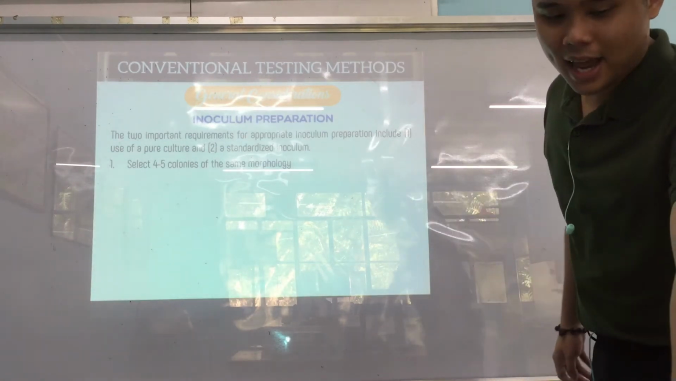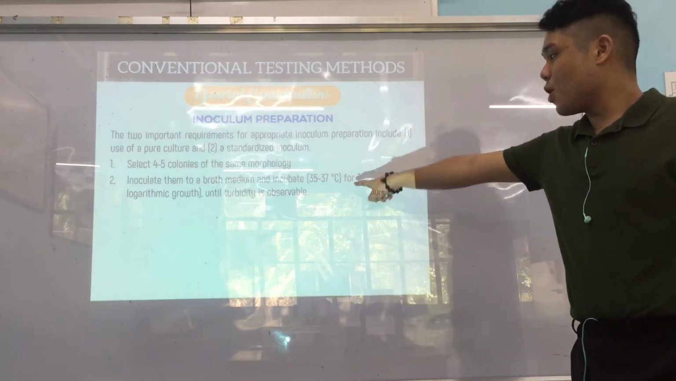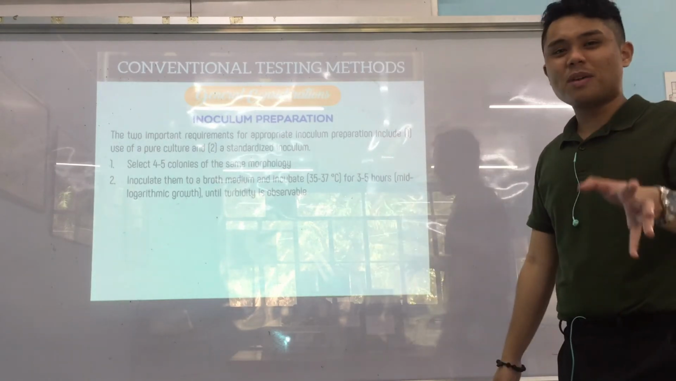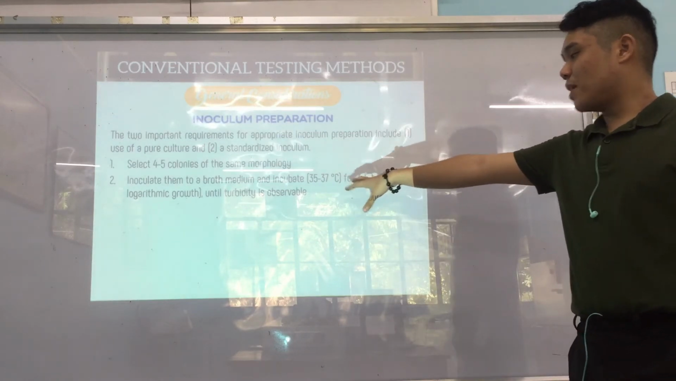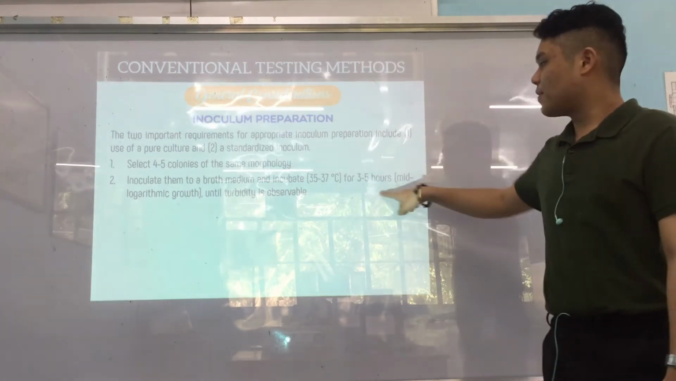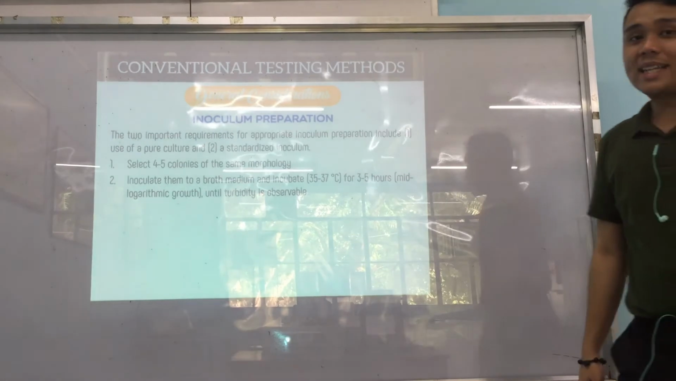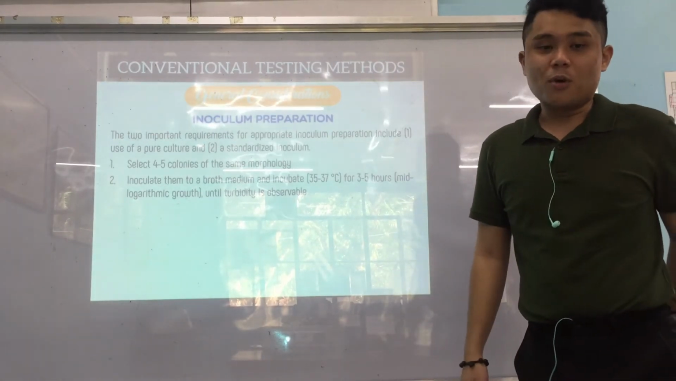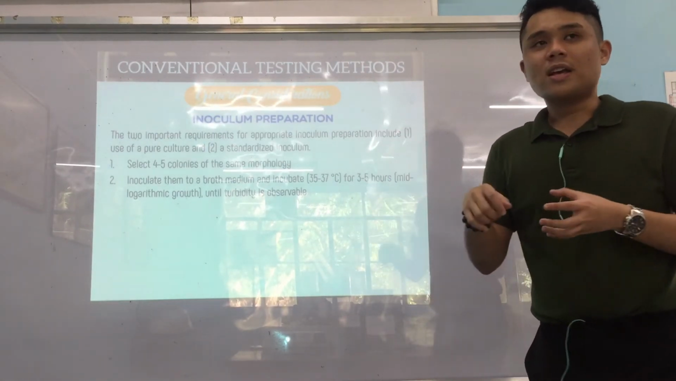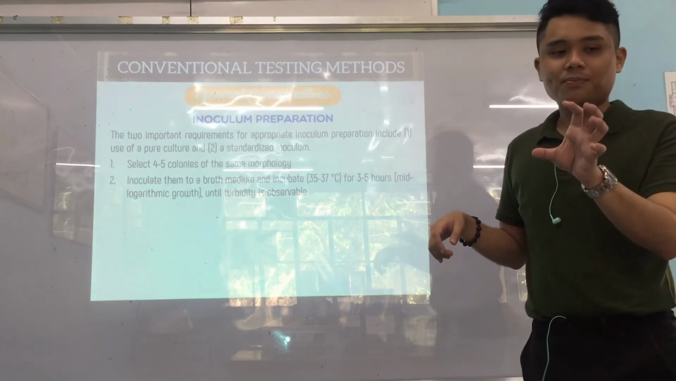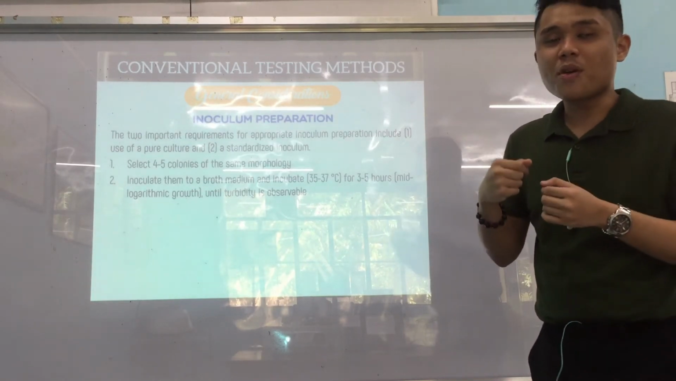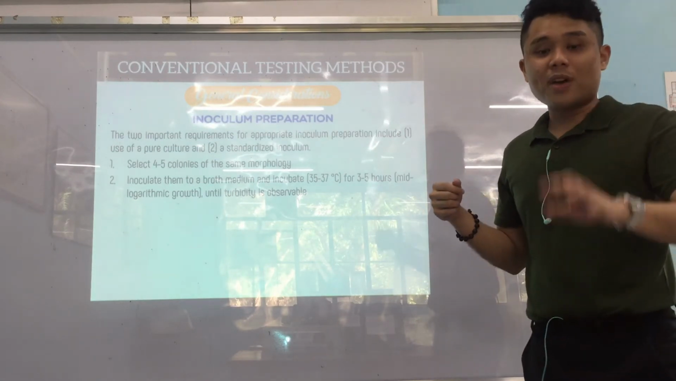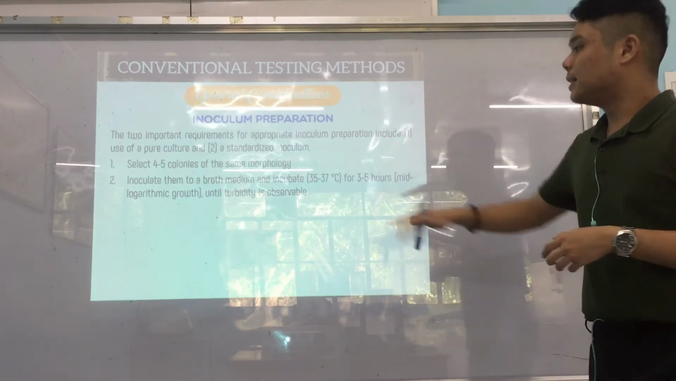Okay? Alright. And then next, we inoculate into a broth. Pwede na TSB, usually TSB, trypticase soy broth. And then incubate at 35 to 37 for 3 to 5 hours, mid-logarithmic until turbidity is observable. Now, this is one method. So, sa imuhang plate, right, na naka-isolate, bukuha ka 4 to 5 colonies. Okay? Submerge it in your broth and then incubate for 3 to 5 hours, mid-logarithmic growth.